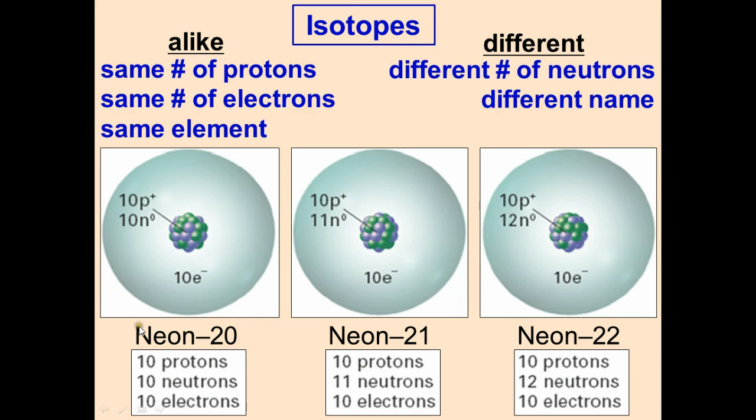So here are some isotopes of neon. We have neon 20, neon 21, neon 22. Notice how the protons stay the same. Number of protons: 10, 10, 10. Number of electrons stays the same: 10, 10, 10. But the number of neutrons can change, and they don't affect the properties at all. You can have like 30 neutrons if you wanted, but if you had 10 protons and 10 electrons, the atom will still be the same.